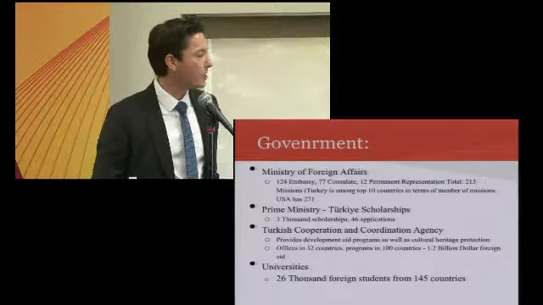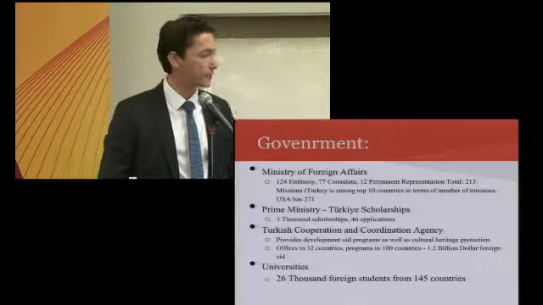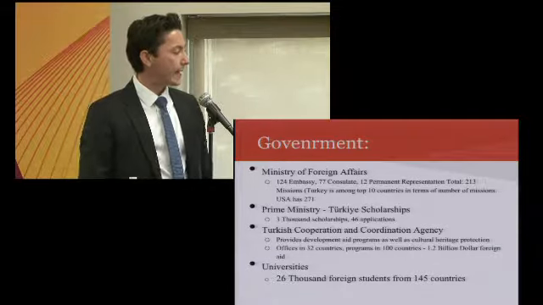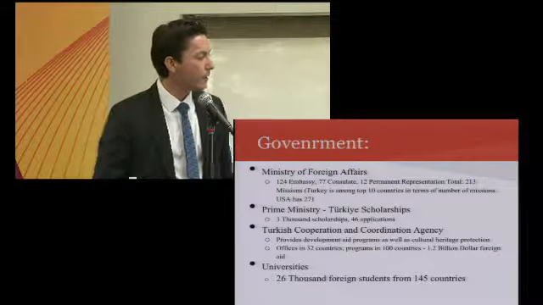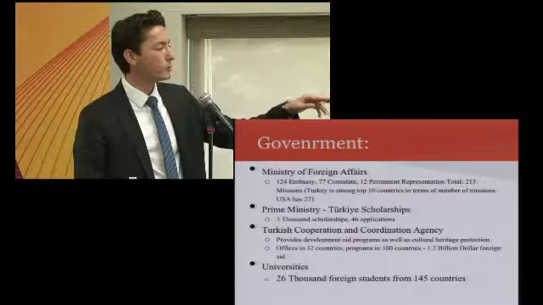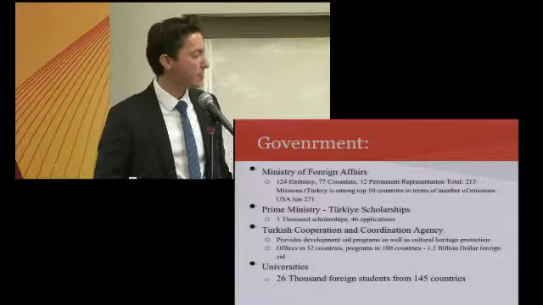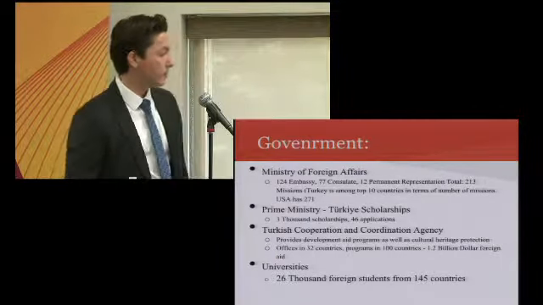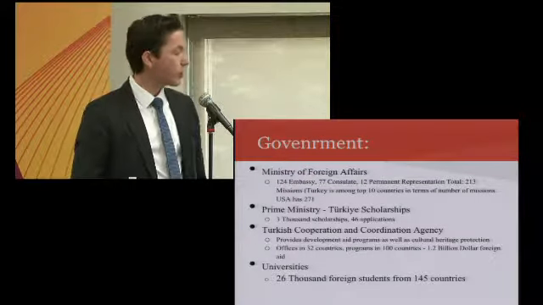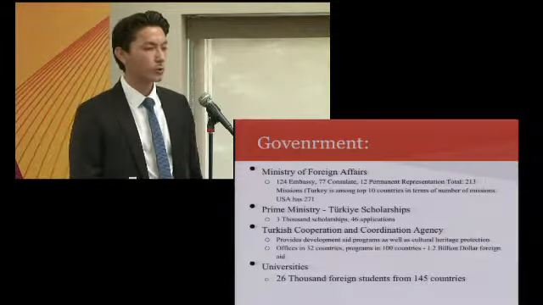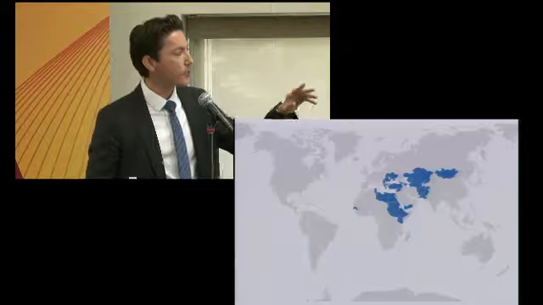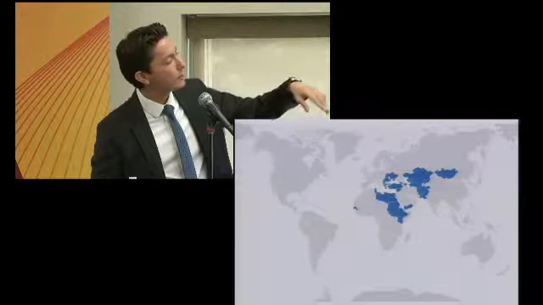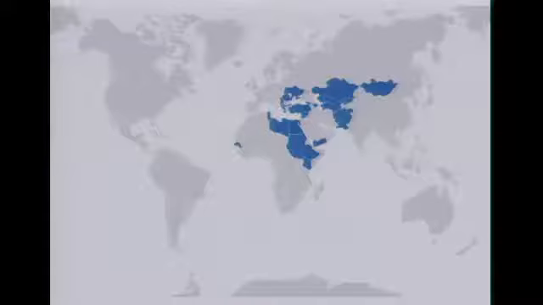And Turkish Cooperation and Coordination Agency provides development and aid programs as well as cultural heritage protection. It has offices in 32 countries and programs in 100 countries, and offers, I believe, in total not just this $1.2 billion in foreign aid. It's not just offered by Turkish Cooperation Agency, but quite some of it goes through Turkish Coordination and Cooperation Agency. And universities, there are currently 26,000 foreign students from 145 countries studying in Turkey. And this is the map of Turkish Cooperation and Coordination Agency offices around the world. As you can see, it mainly focuses on Turkey's immediate environment around Middle East, Balkans, and Caucasia.